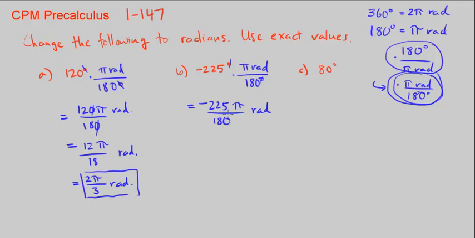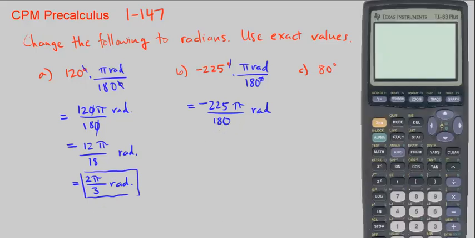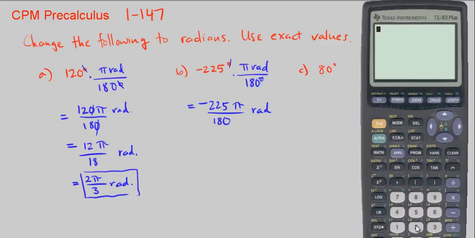So how do we do it? Well, we want to just divide by the common factors. So what's a factor of 225 and 180? Well, let's start with 5. If we divide 225 by 5, that's 45. So that's equal to negative 45 pi over, what's 180 divided by 5, 36. So far we have negative 45 pi over 36.